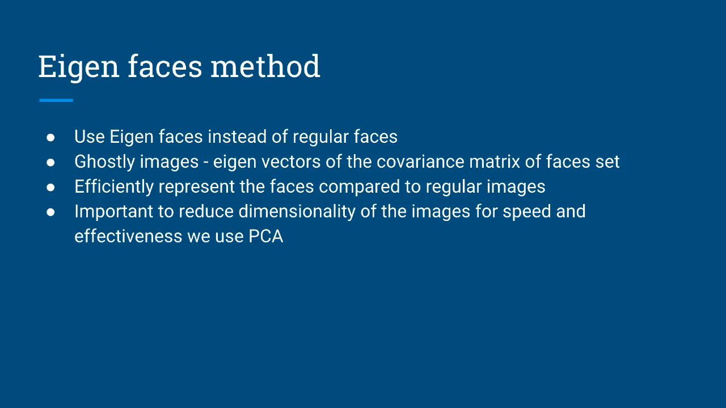Images can be thought of as 2D arrays of points, but they can also be represented on a 1D plane as a vector. This is important because it increases the speed and effectiveness when we use the principal component analysis, or the PCA.